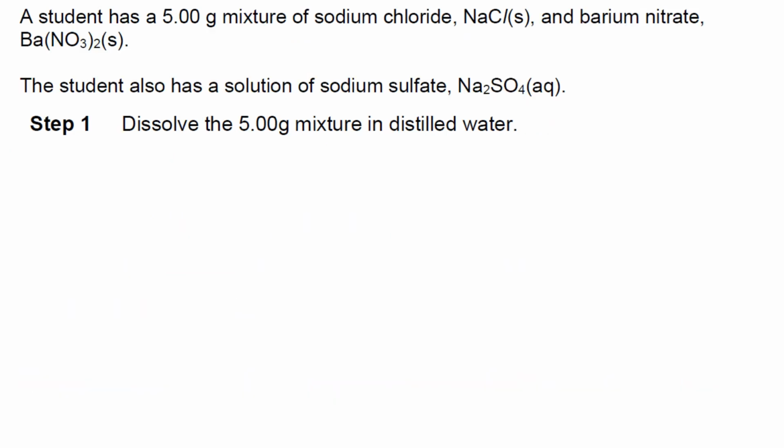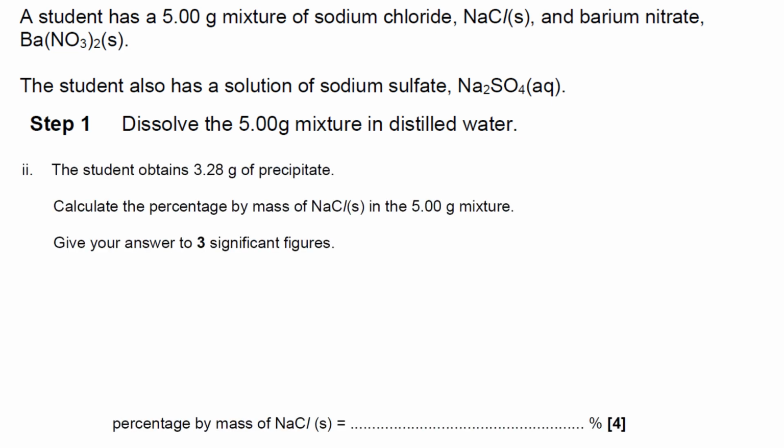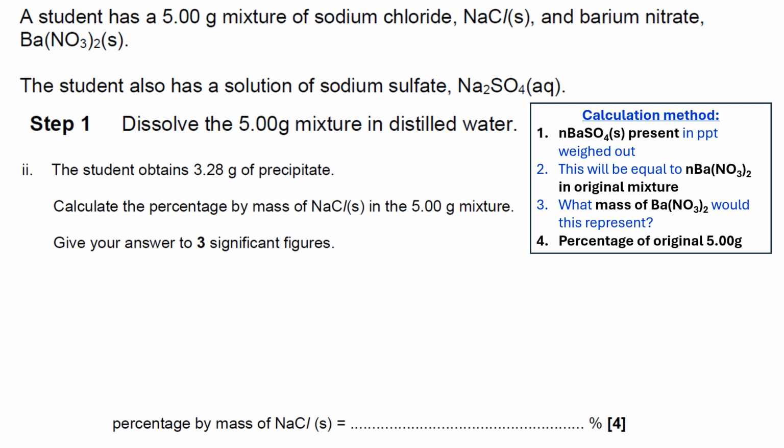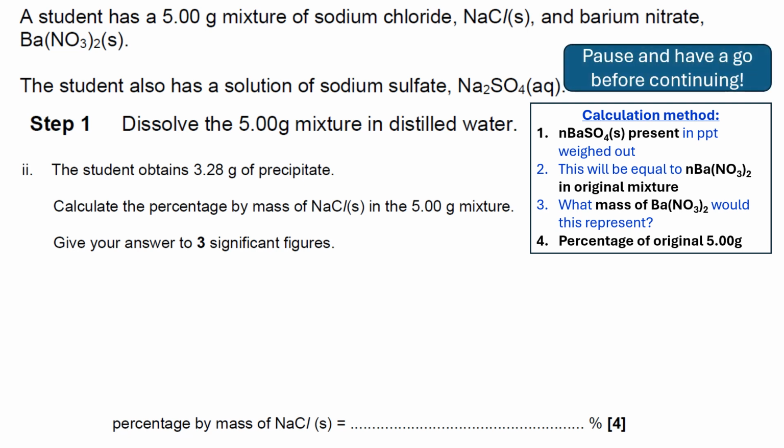So the next thing that they want you to do is to work out the percentage by mass of sodium chloride in the original mixture of two solids. The calculation method is in that box. What I'd like you to do is maybe pause and try this out before continuing. Okay, welcome back. I hope you've had a chance to have a go at some of those calculation steps. So I'll take you through what we do.